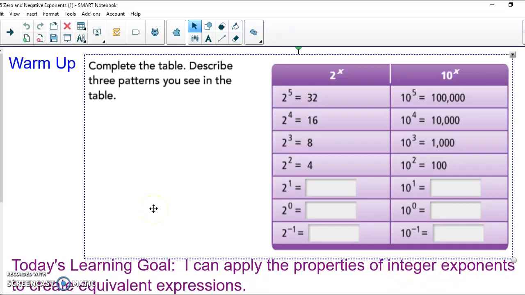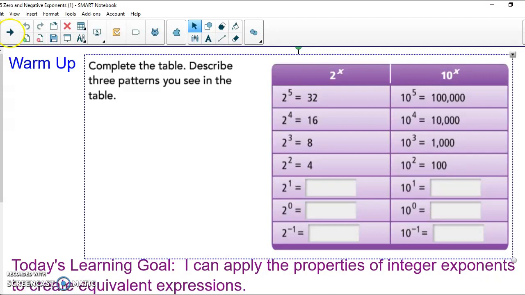Just when you thought we couldn't do any more exponents, there is in fact a little more to learn. So let's check out 5.6, which is 0 and negative exponents. Our learning goal for today is to apply properties of integer exponents to create equivalent expressions. You are probably getting used to seeing this learning goal. So let's check it out.